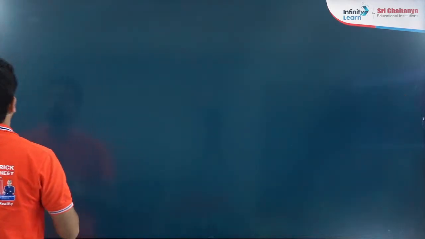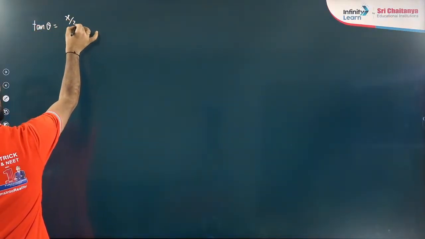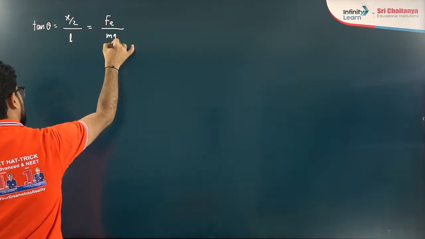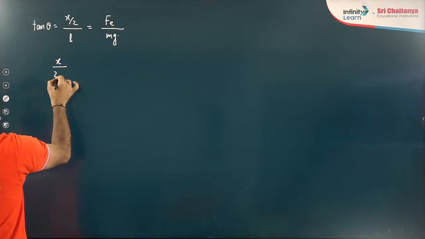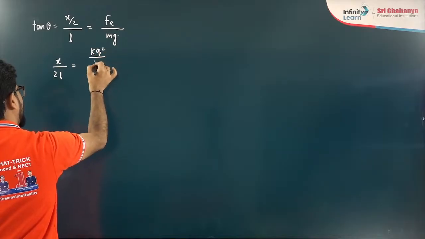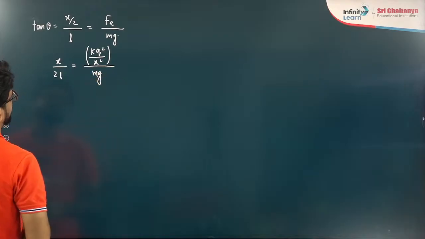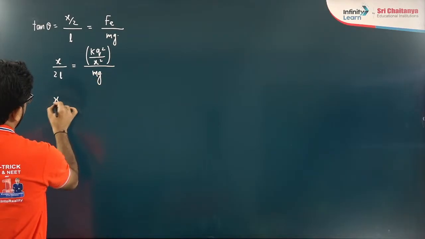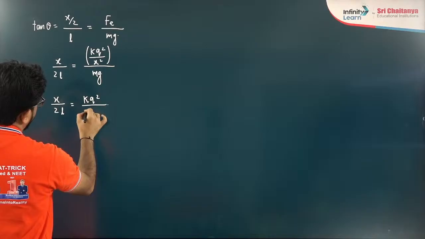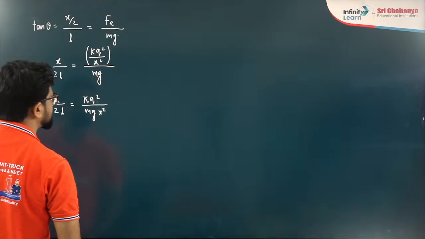Next slide. You can say, sir, here tan theta is equal to x by 2 divided by L is equal to Fe by mg. Write it properly. x by 2L is equal to kq square divided by x square upon mg. Write a little more properly. So this becomes x by 2L is equal to kq square divided by mg into x square. I want to write this q value.